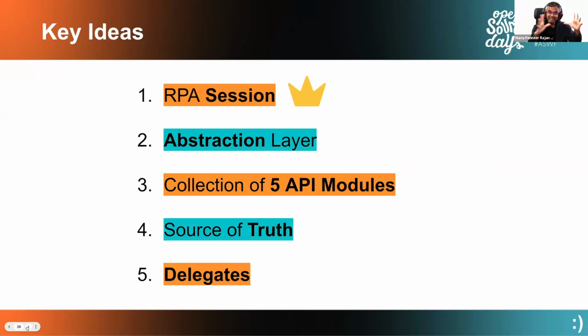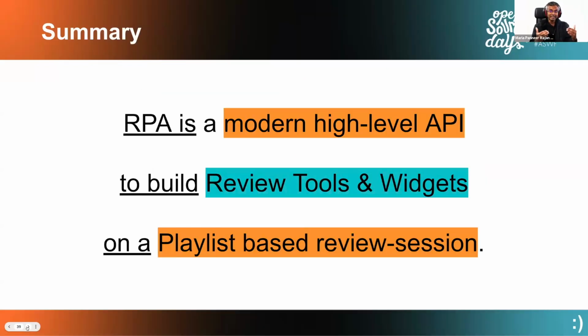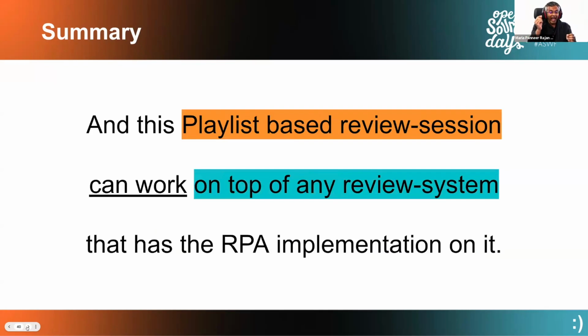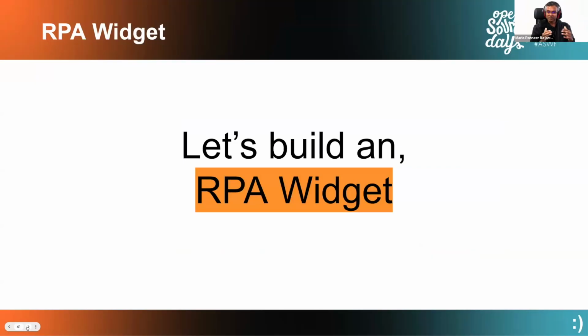So yes, these are the 5 key ideas behind the RPA architecture. Next. And in summary, to reiterate the design purpose, RPA has been designed to be a modern, high-level API to build review tools and widgets on a playlist-based review session. Next. And this playlist-based review session has been set up to work on top of any review system, such as OpenRV or XStudio, as long as that review system has the RPA implementation on it. So next, with all this knowledge, let's actually build an RPA widget together now. Next.